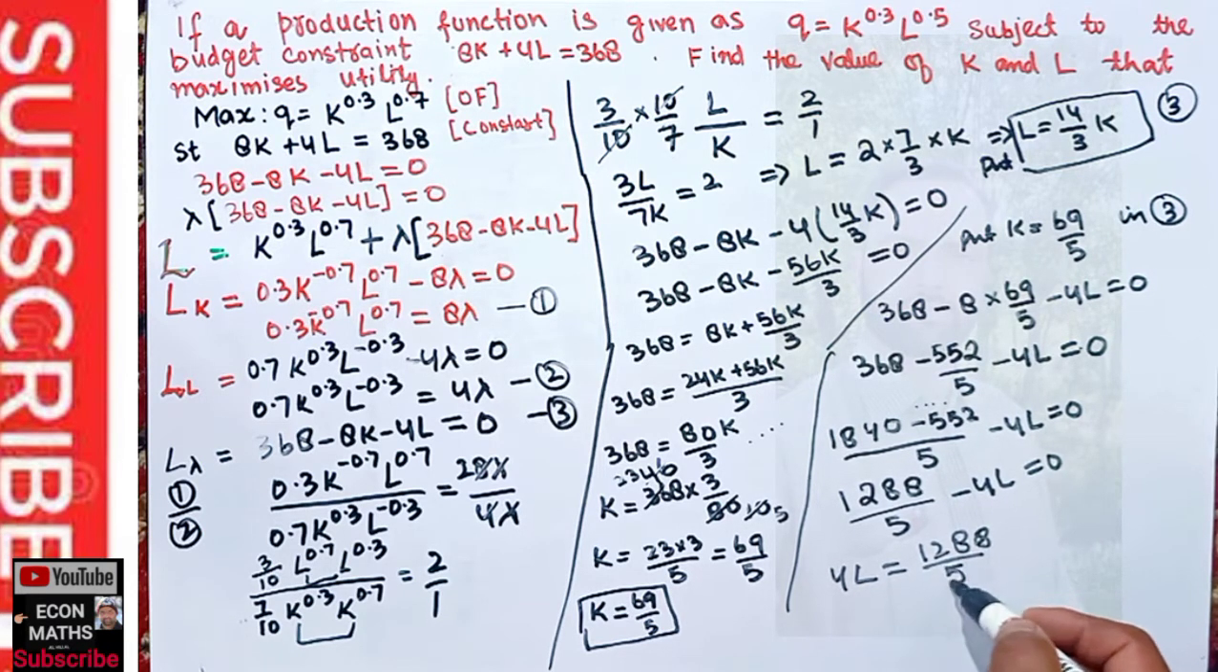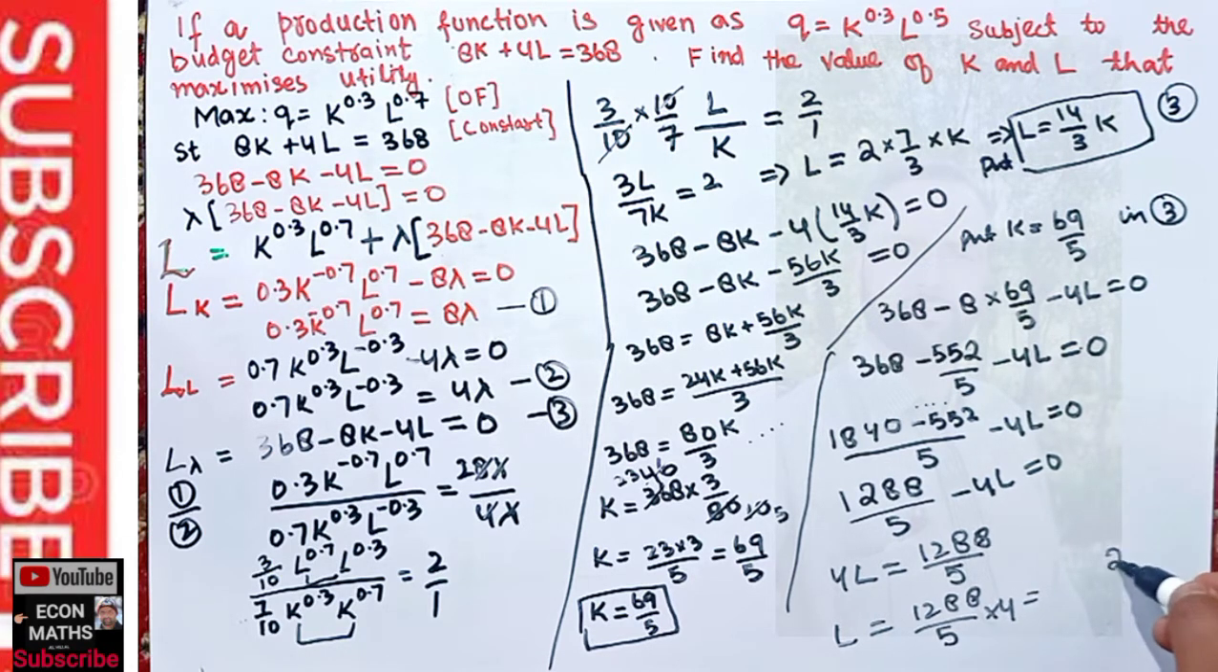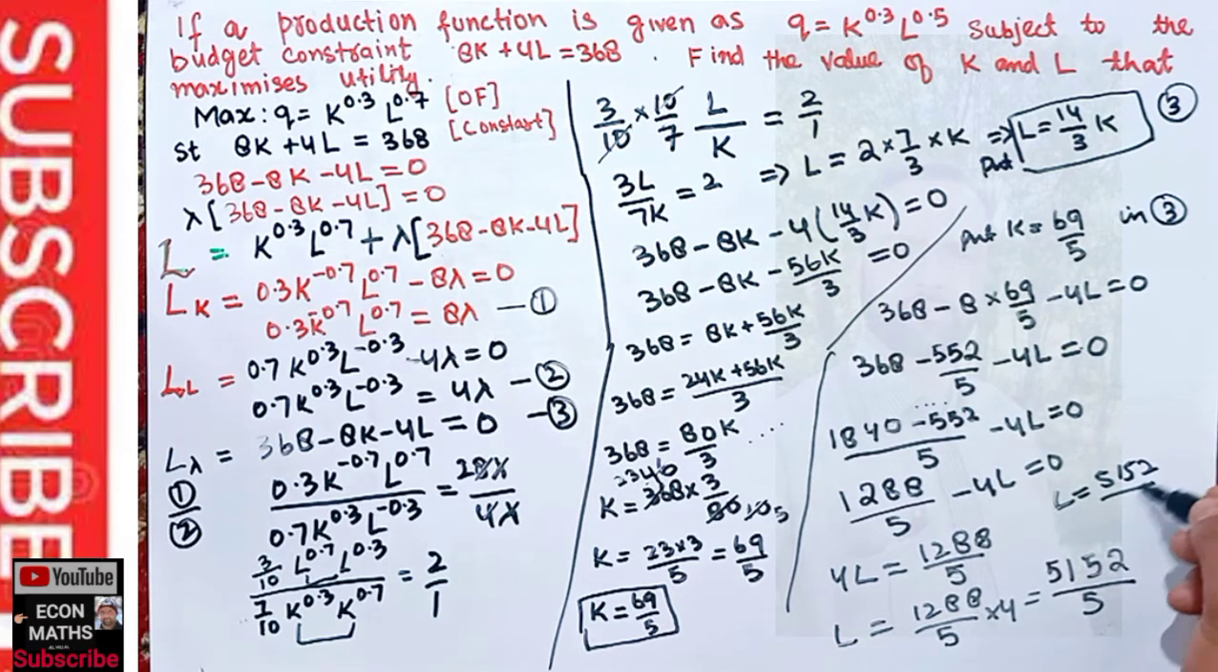Or L is equal to 1288 divided by 5 into 4, which comes out to be 4 8s are 32, 33, 34, 35, 4 2s are 8, 9, 10, 11, 4 1s are 4, 5. Okay, so our optimal level of labor is L is equal to 5152 divided by 5. This is our optimal level of labor, and this is our optimal level of capital.